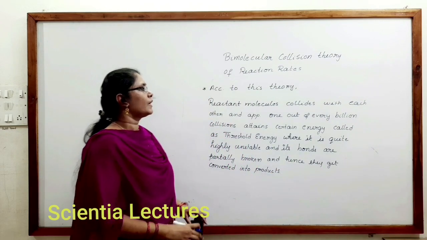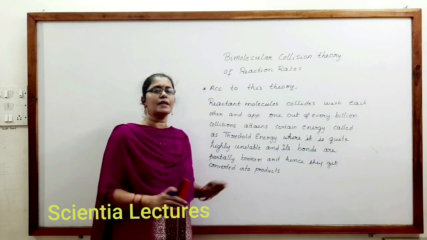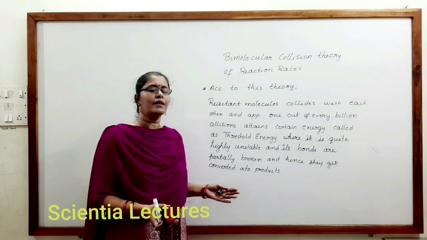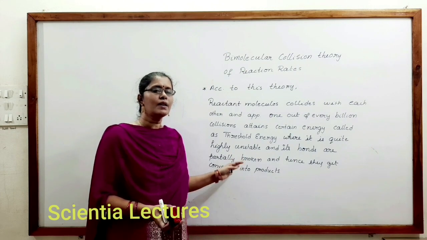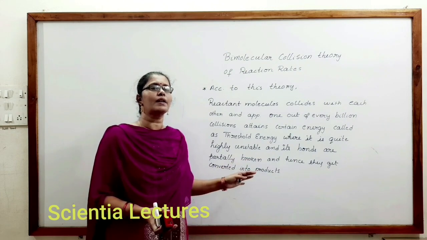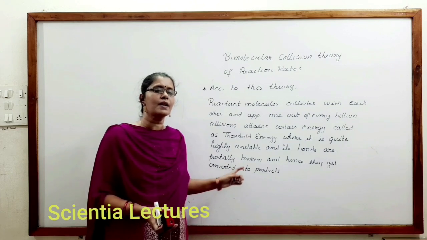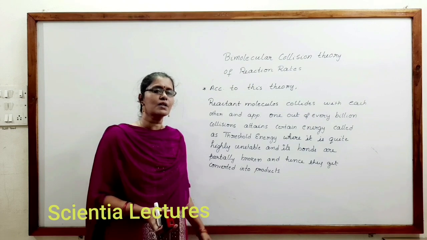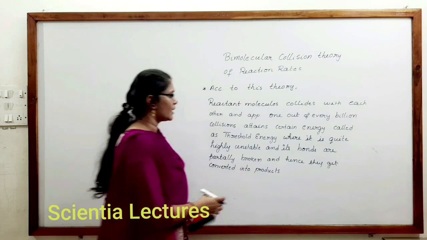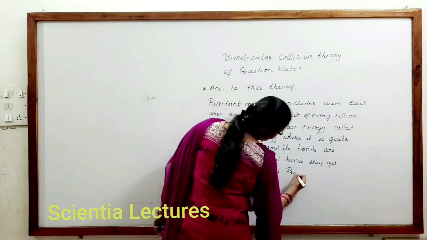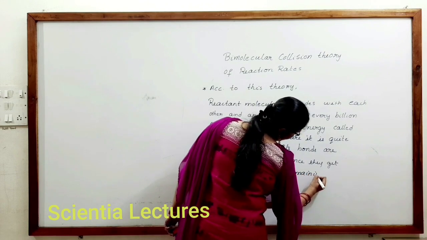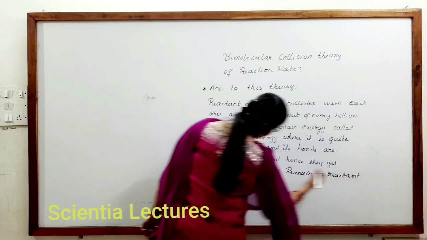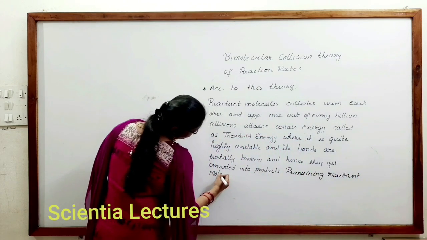In the remaining cases, the reactant molecules just bounce off from each other. You can observe that only collisions with threshold energy will get converted into products, and hence only these are effective collisions. The remaining are ineffective or unfruitful collisions. The remaining reactant molecules bounce off from each other.